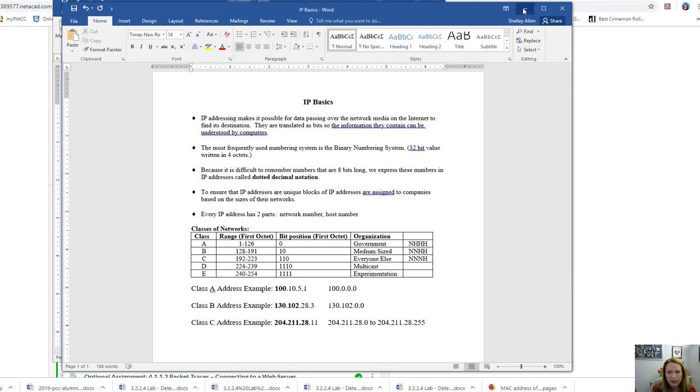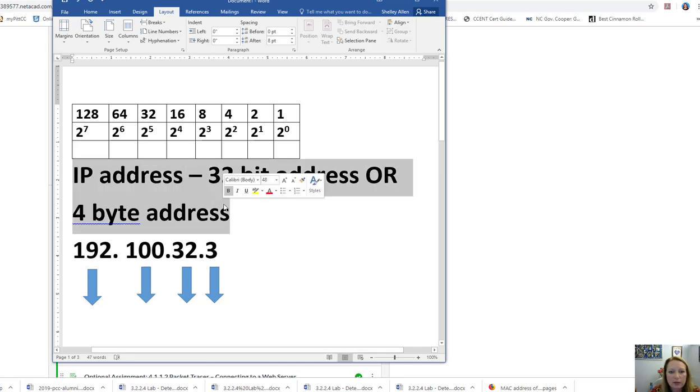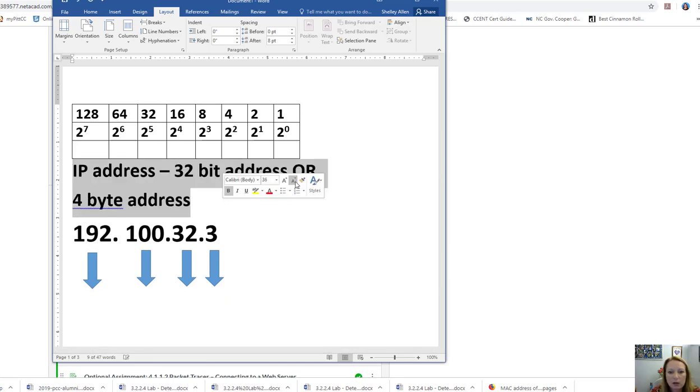So what do I mean by that? Well, let's kind of flip over here and look at how that's done. Now, what we're using is a decimal address. Okay, I'm going to make this font a little bit smaller.